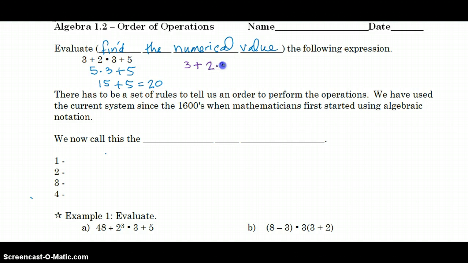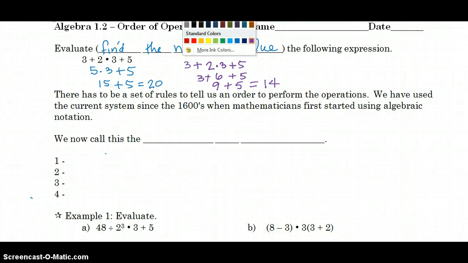So we'll take care of the 2 times 3 first, and that's going to give us 6. So now I have 3 plus 6 plus 5, which is going to give me 9 plus 5, and that one's going to give me a final answer of 14. Which one is the correct answer?